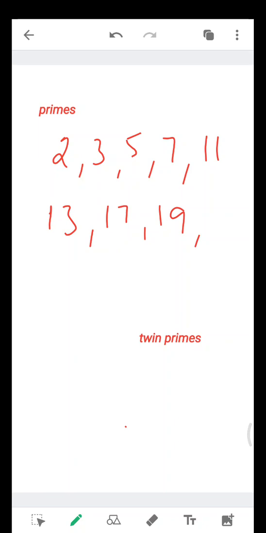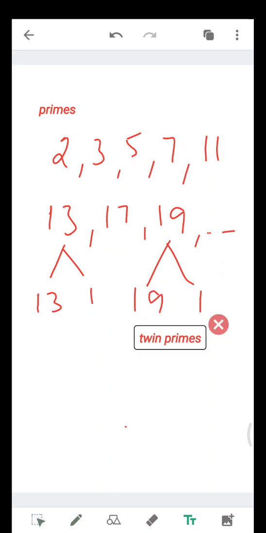So the factors of 19, if I see, 19 goes in the 19 table only. 13 also goes in the 13 table. 13 won't go in any other table, isn't it? So that is the reason these all are prime numbers. So there are many prime numbers. Then what are twin primes? What do you mean by twin primes?